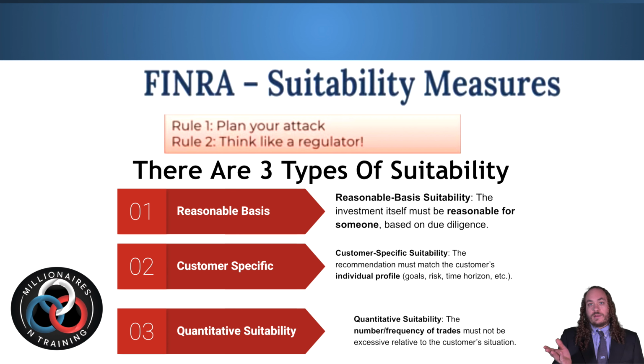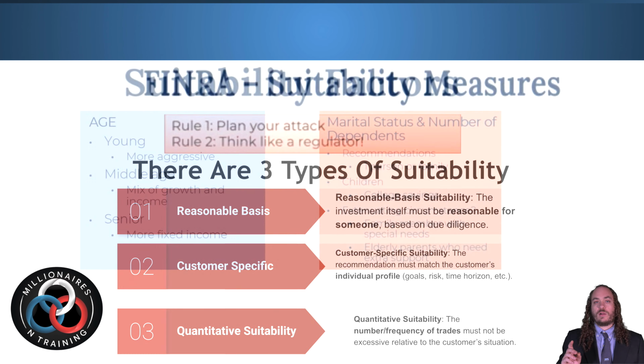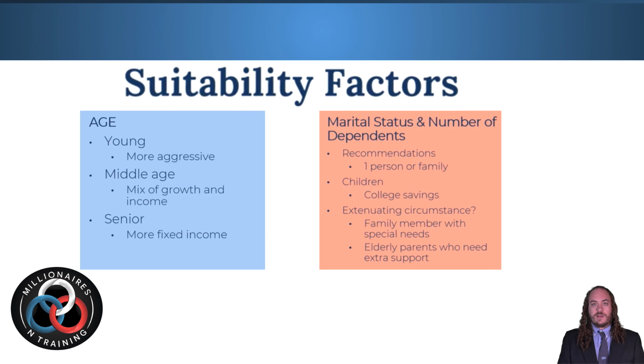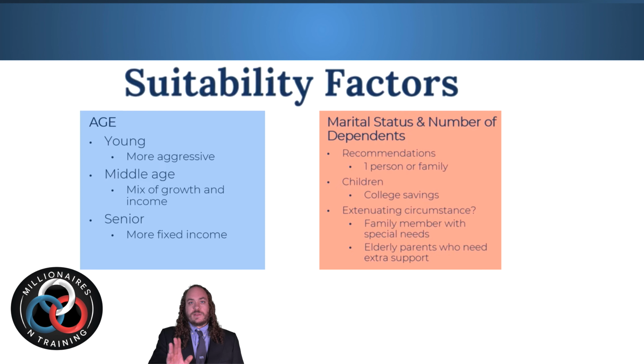So anything that you see in suitability where the customer is going to take out a bank loan or borrow against a mortgage to make an investment, that's a big no-no. That doesn't qualify as suitable under quantitative measures. Suitability factors that we take a look at: the first thing that we take a look at is the investor's age, if they provide us with that information.